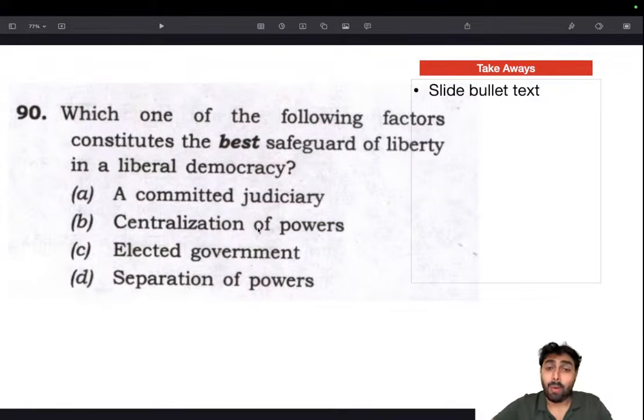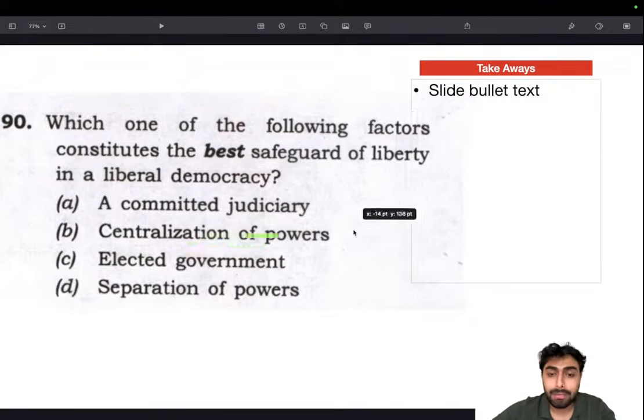Then centralization of power. Obviously, centralization of powers is negative in all aspects. We are very well against that, and centralization of powers is one thing that the makers of the constitution struggled so hard not to have. Of course, centralization happens because we are a diverse country. We needed centralization, but at the same time, centralization of powers is mostly in a negative connotation. So this definitely can't be right.